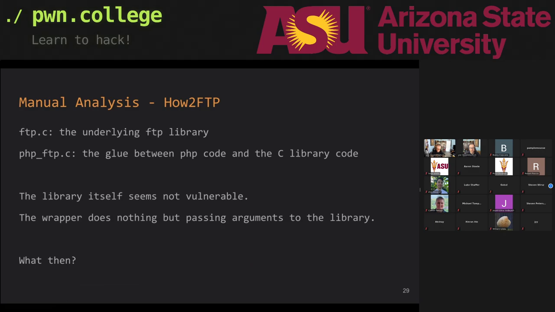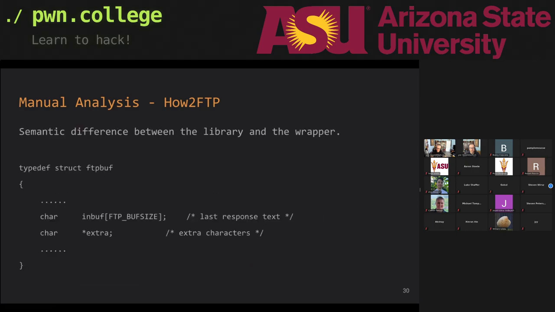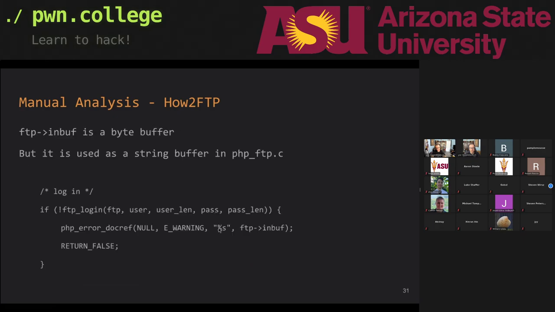After some investigation, it looks like both of them are not vulnerable. So what do we do next? We found that there's a semantic difference between the library and the wrapper. Although the wrapper basically passes the PHP argument to C, invoking the C functions, it actually uses the buffer differently from how it is used in the library. As you can see here, the input buffer is right before a pointer. This buffer is a byte buffer in the library, but it's used as a stream buffer in the wrapper, which causes some problems. We can use this semantic difference to leak the pointer right after the buffer by triggering this error message here.